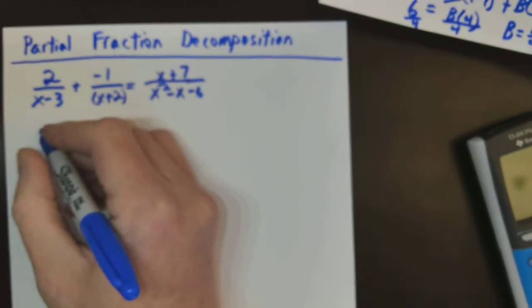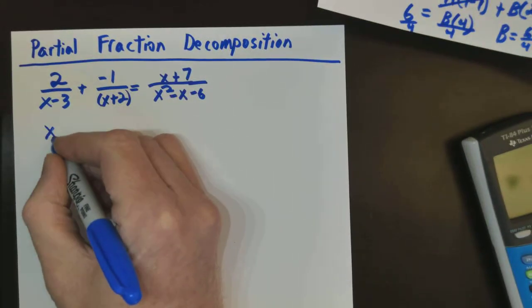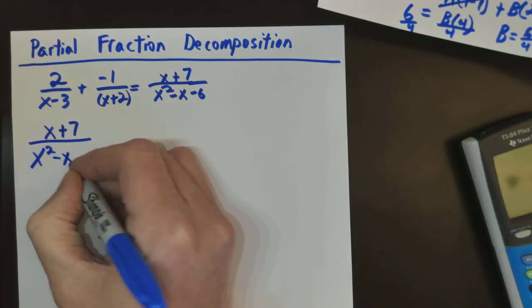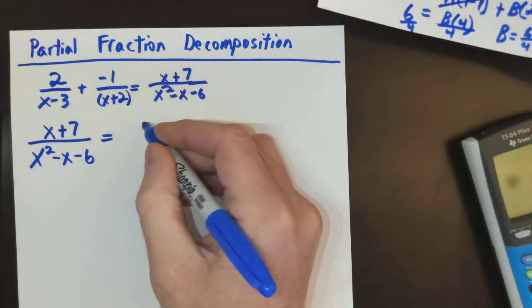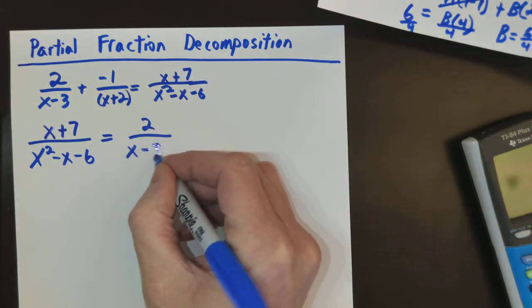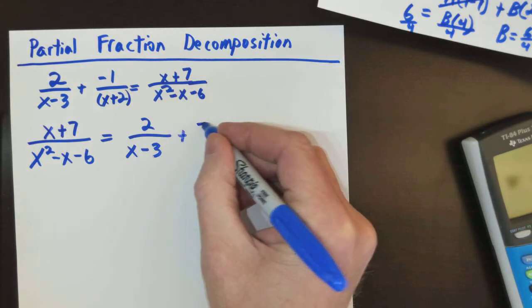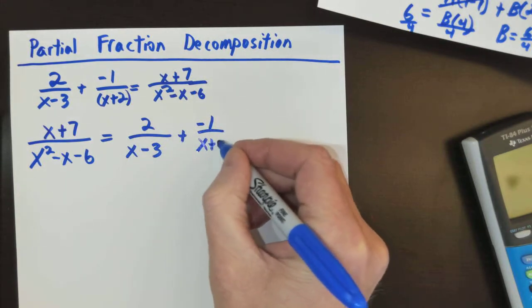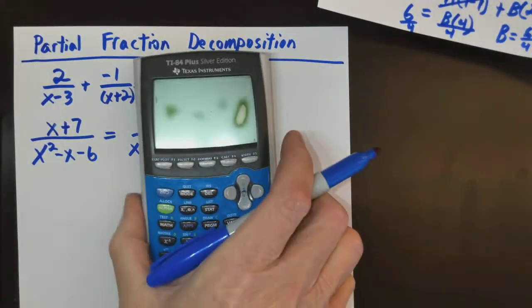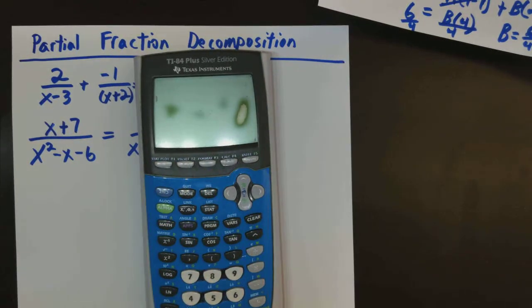So the partial fraction decomposition would be starting with the x plus 7 over x squared minus x minus 6 and rewriting it as the sum of two partial fractions. Here's a partial fraction, and here is a partial fraction. Okay, now just to show that they are equivalent.